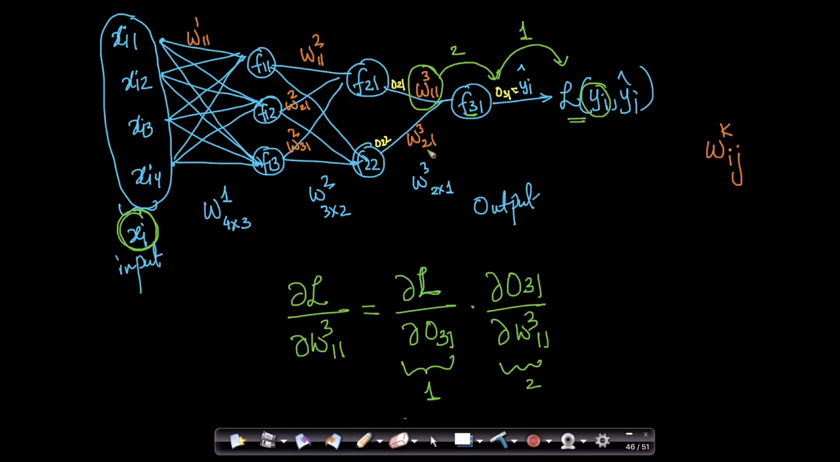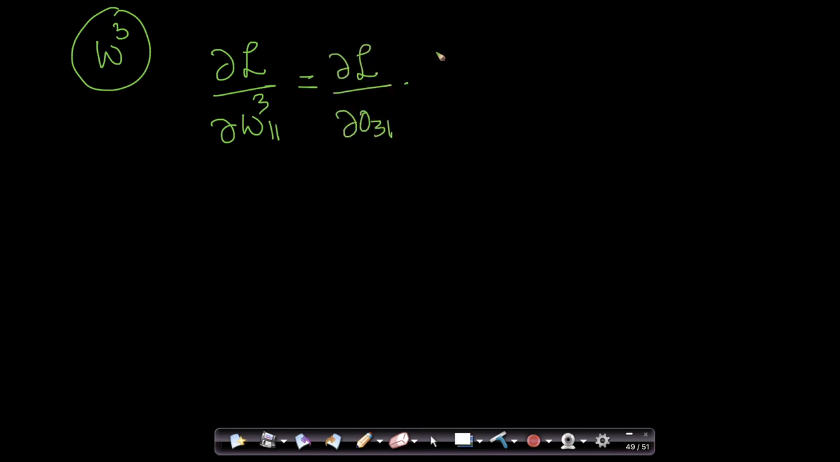Okay, so let's write it on a fresh page. Now we are computing all the W3s, right? Because if you notice, these weights are W3s. First we'll start with this, then we'll go here, then we'll go to weights in the second layer and weights in the first layer. We'll go step by step, going backwards. So the derivative of L with respect to W311 equals the derivative of L with respect to O31 times the derivative of O31 with respect to W311. This is simple chain rule. Nothing very fancy here. Very straightforward.